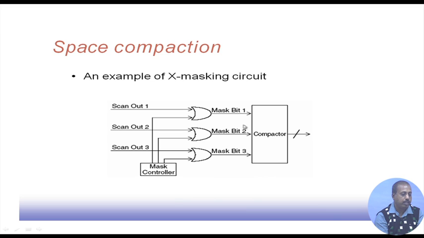So, it will get a 1 at the compactor input. This way we can have this X masking circuitry, so that these unknown values do not reach the space compactor.